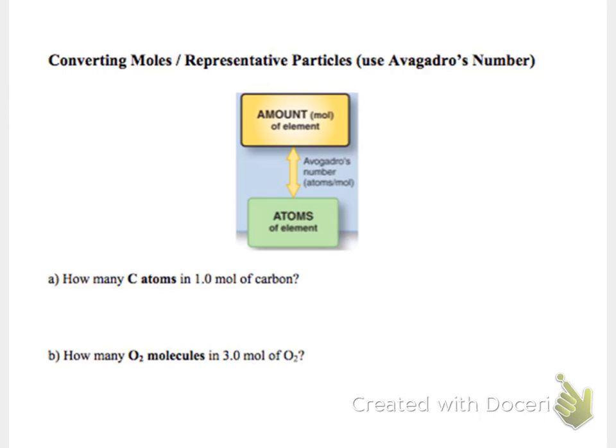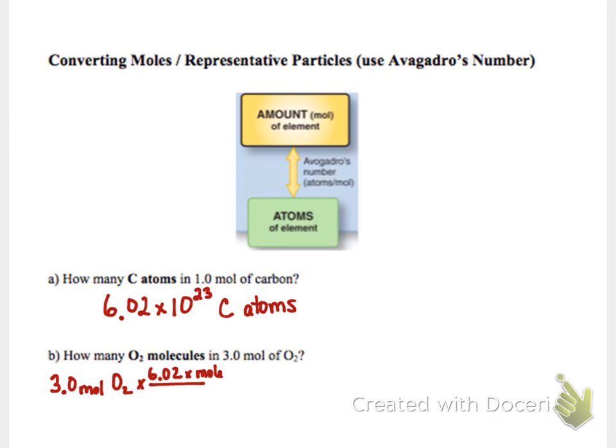Converting back and forth between moles and particles, we're going to use Avogadro's number. If we had 1 mole of carbon, it would be exactly 6.02 times 10 to the 23rd carbon atoms, because pure carbon is made of atoms. If we're talking about O2 molecules, and we had 3 moles, it would be 3 moles times 6.02 times 10 to the 23rd molecules per mole, which would be 1.8 times 10 to the 24th molecules.